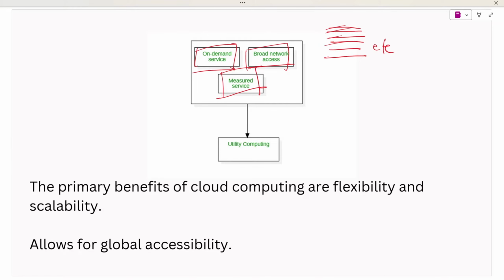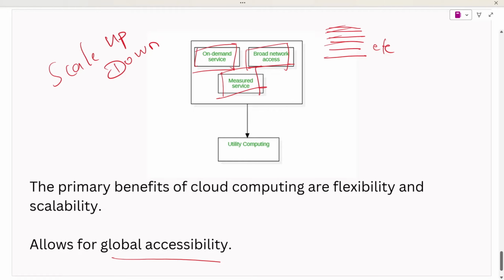Organizations can easily scale resources up or down on demand, reducing cost and improving efficiency. Additionally, cloud computing allows for global accessibility as services can be accessed from anywhere with an internet connection. So the main feature of cloud computing is that you can easily scale up or down the resources whenever required.